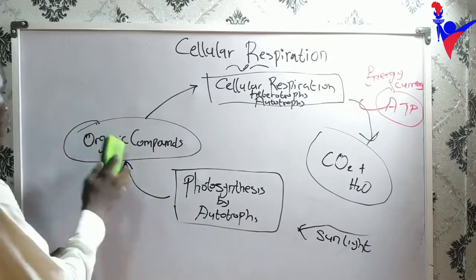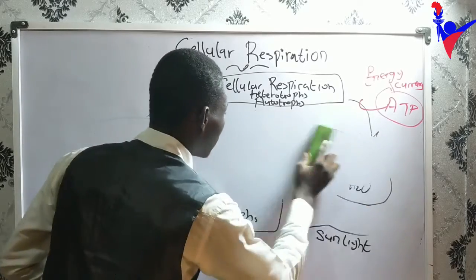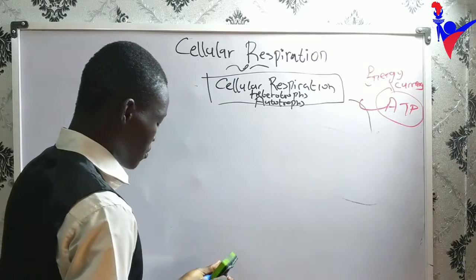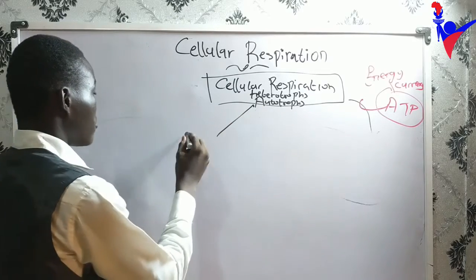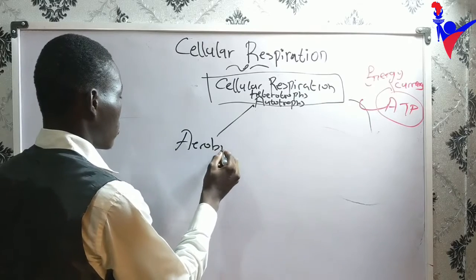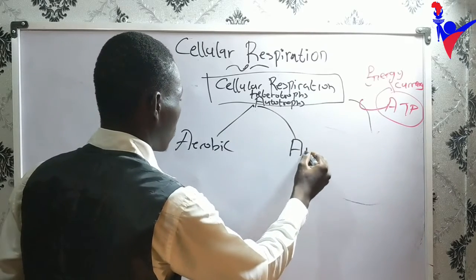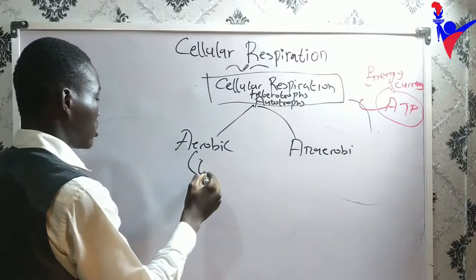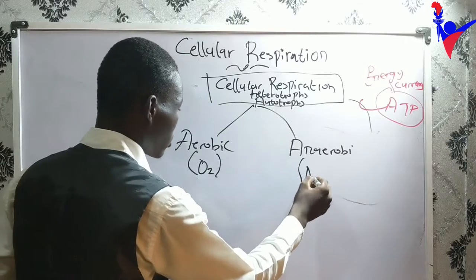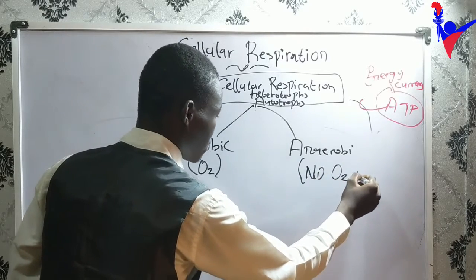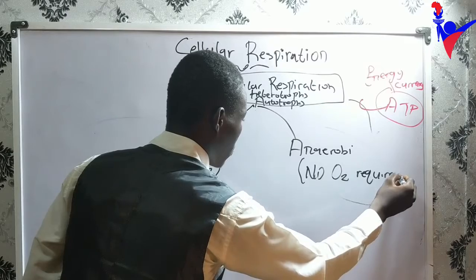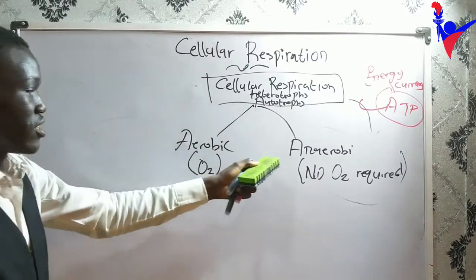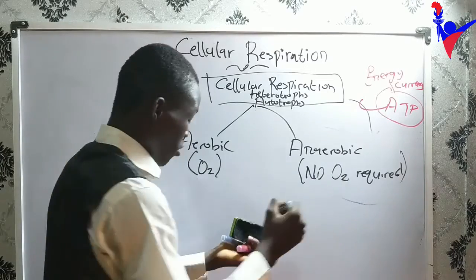So we said the type of cellular respiration that we have is divided into the aerobic and the anaerobic. For this one, the presence of oxygen, and for this one, no oxygen required. So that's the major difference between the aerobic and the anaerobic form of respiration.